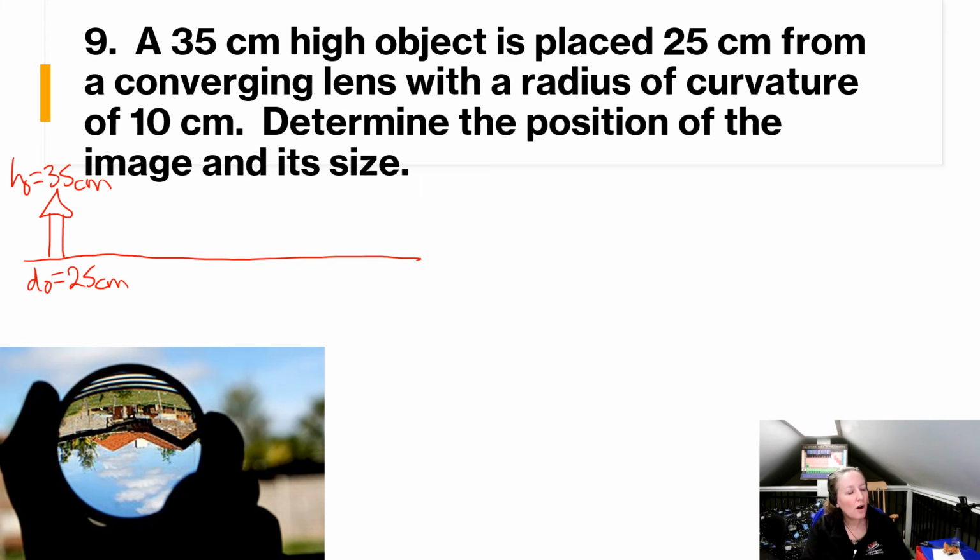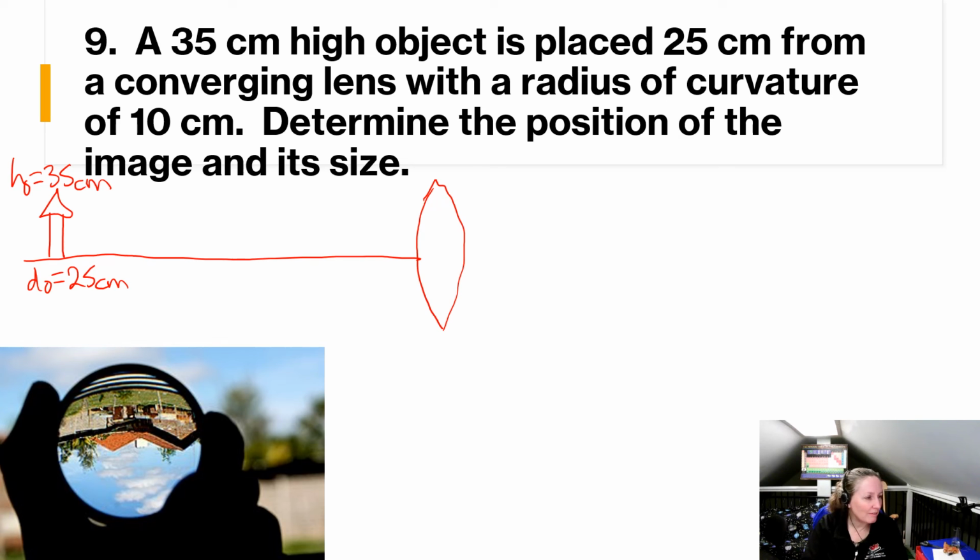It says it's converging. So I always have to think about this. And here's our converging lens, because the concave would be the curvy on the inside, and convex is the curvy on the outside. So the spoon convex, converging, the backside of the spoon is such. That's how I think of it.